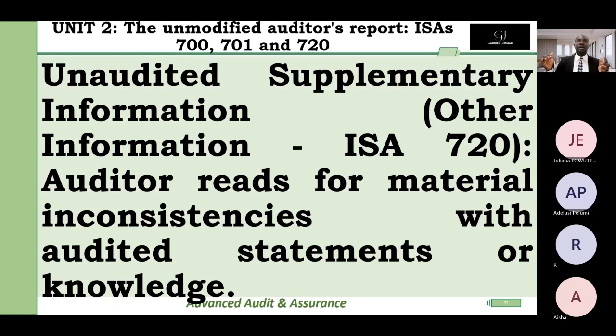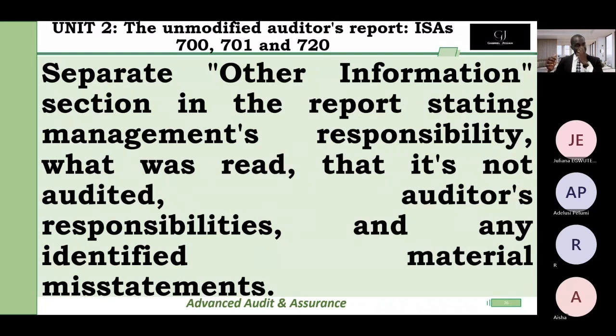You can't be saying you use IFRS 15 to measure your revenue or provide revenue recognition, the revenue line of the business, and they are inconsistent. So whatever standards you are explaining should marry with the figures. That's what we are speaking to. And a separate other information section in the report stating the management's responsibility, what was read that is not audited, and the auditor's responsibility, and any identified material misstatements should be stated clearly in the discursive elements. So this is very, very important.